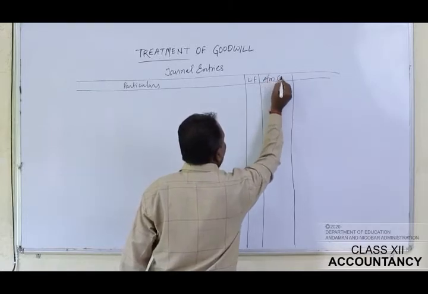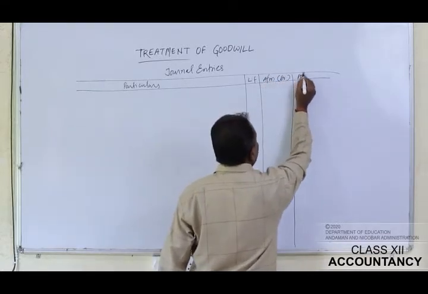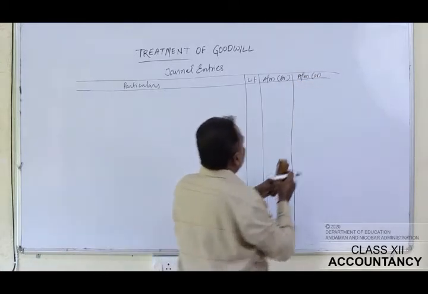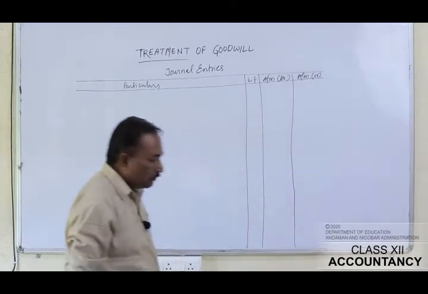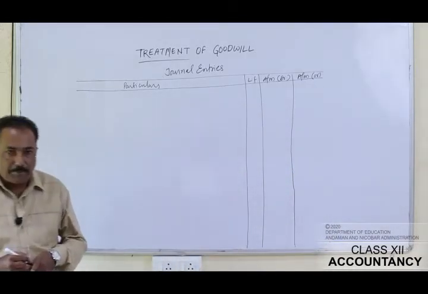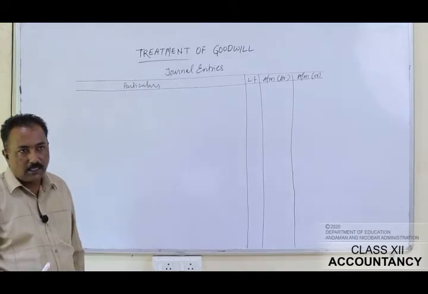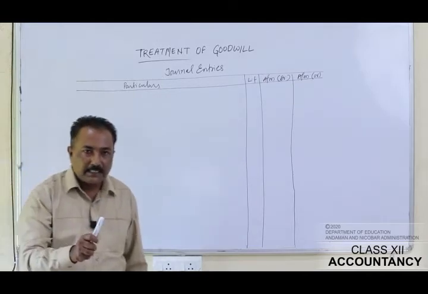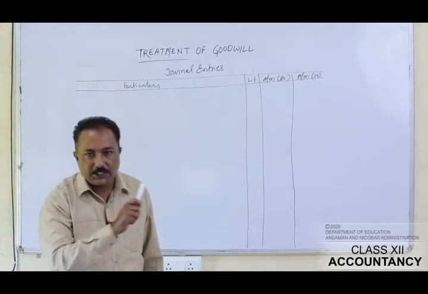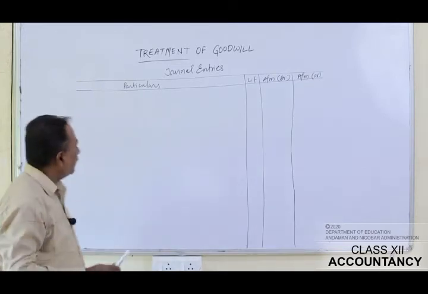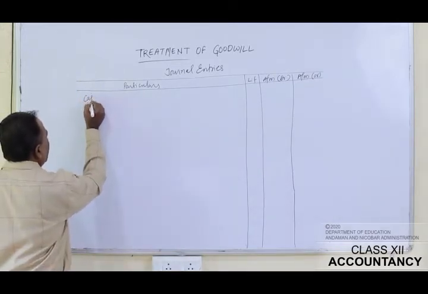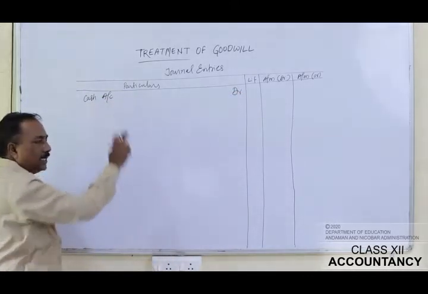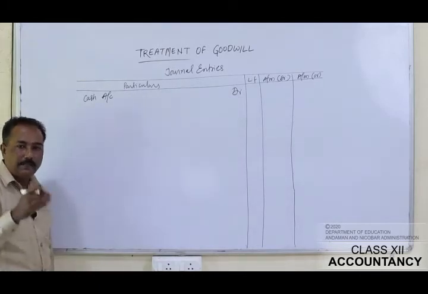This is the column for the amount of the debit balance. This is the column for the amount of the credit balance. Now, the very first journal entry that we will pass is for when Christopher, the new partner, brings his capital and his share of goodwill in cash. At that moment, the journal entry will be cash account debit. Dear students, you know why cash account is debited. Cash account is debited because cash is coming into the business.